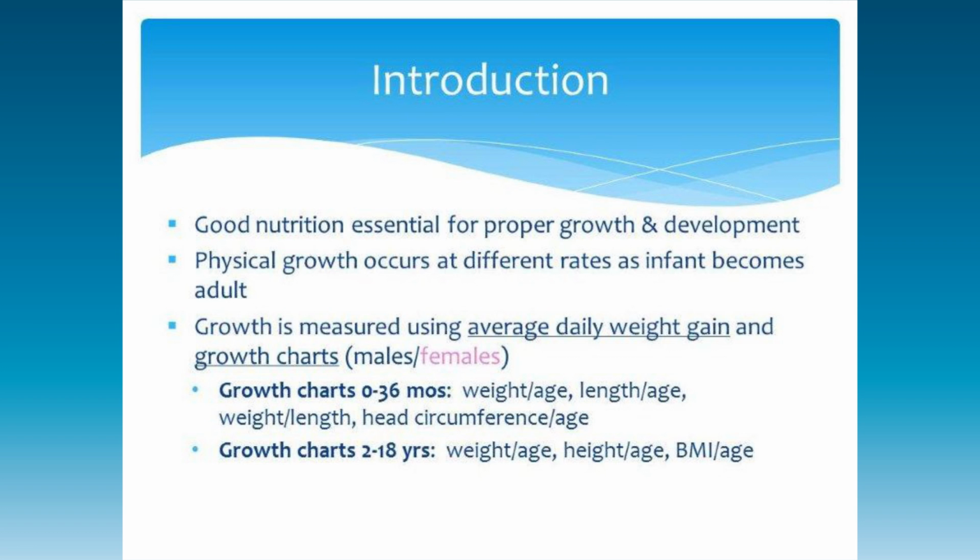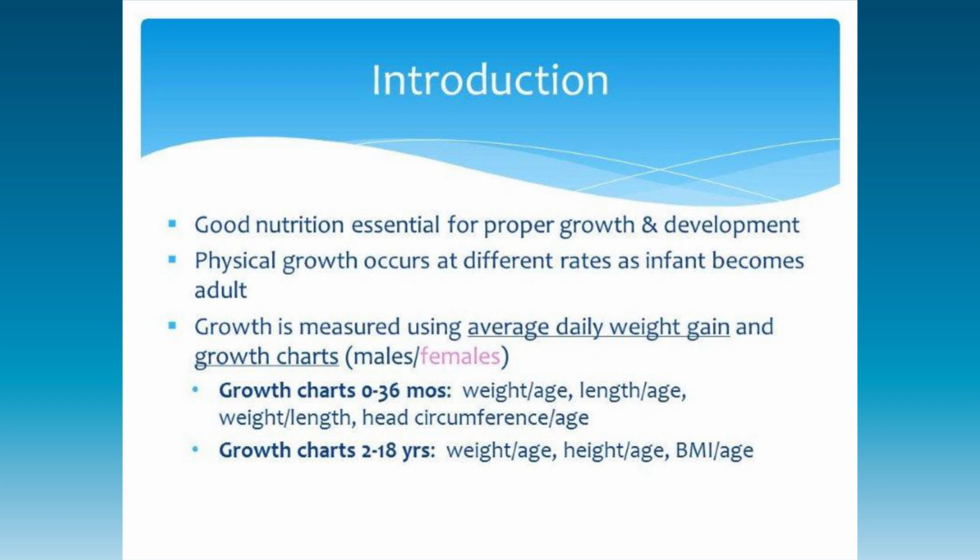So you know the growth charts, the males and females. There's the 0 to 36 month growth charts, which we plot weight for age, length for age, weight for length, and head circumference for age, and then the growth charts for 2 to 18 years for children and adolescents. And that's your weight for age, height for age, and BMI for age. And BMI we don't do for the 0 to 36 months because we're plotting weight for length. So we're just going to do BMI only for the 2 to 18-year-olds.